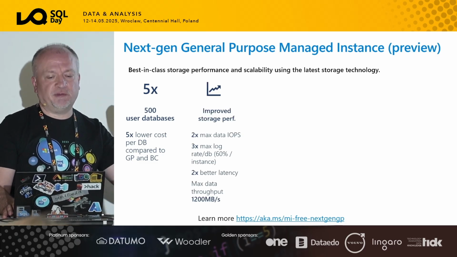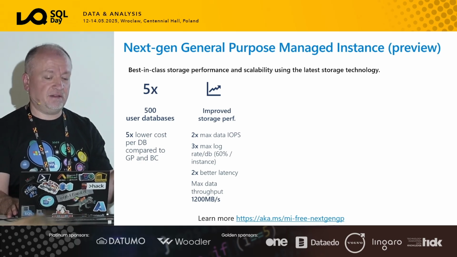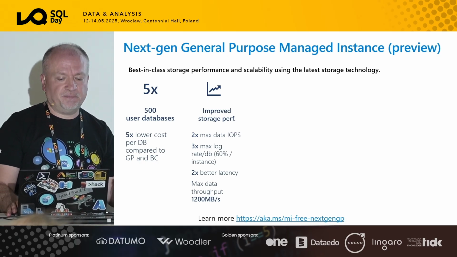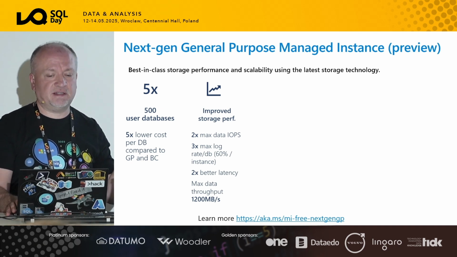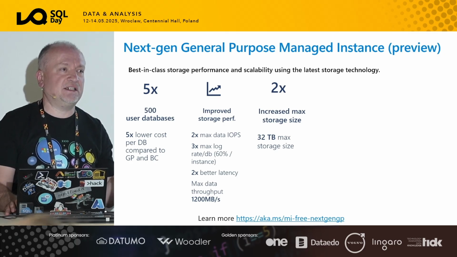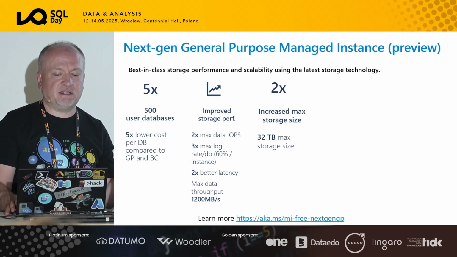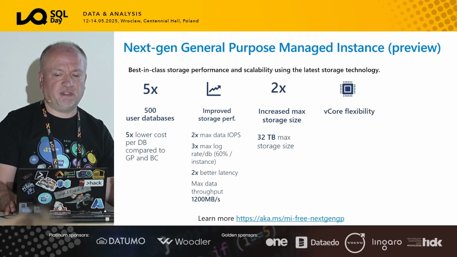Significantly improved performance. So 2x IOPS, 3x max log rate, 2x better latency, and max data throughput 1200 megabits per second. So that's significant improvement. 2x increased max storage size. Earlier our limitation was 16 terabytes. Now managed instance general purpose V2 service tier can go up to 32 terabytes.